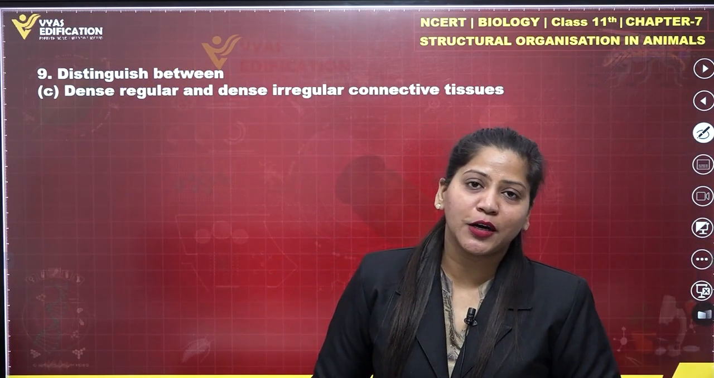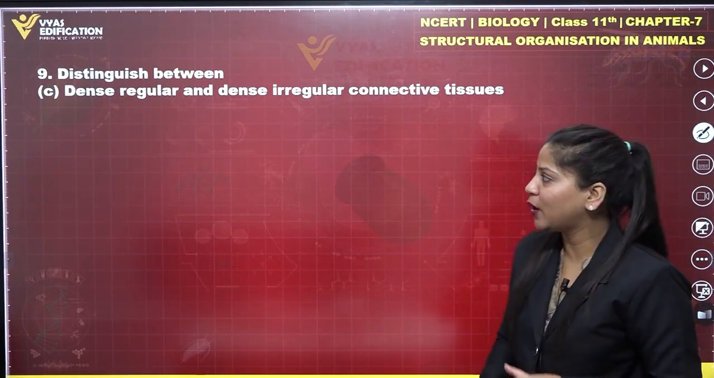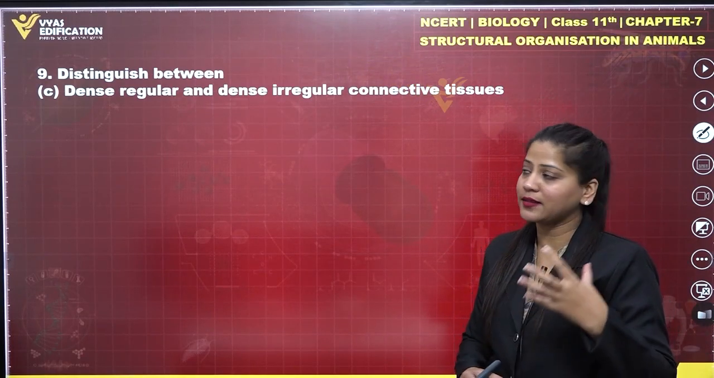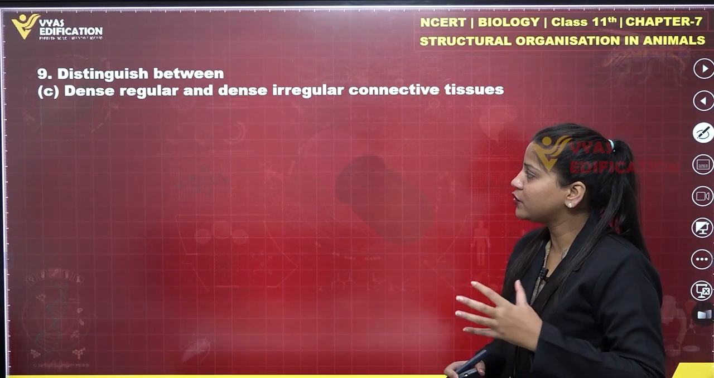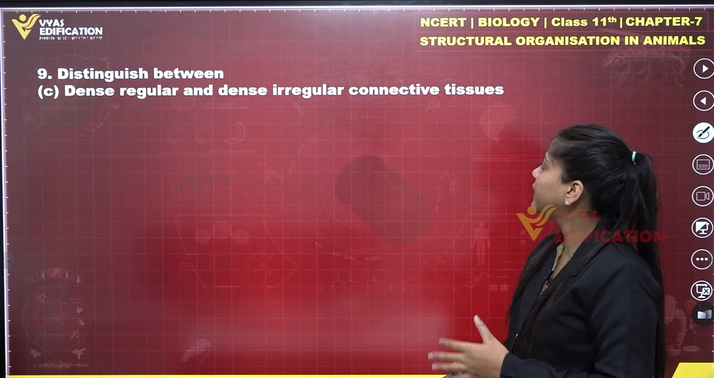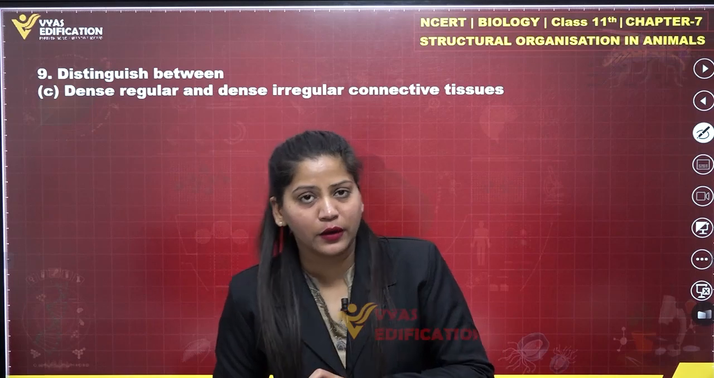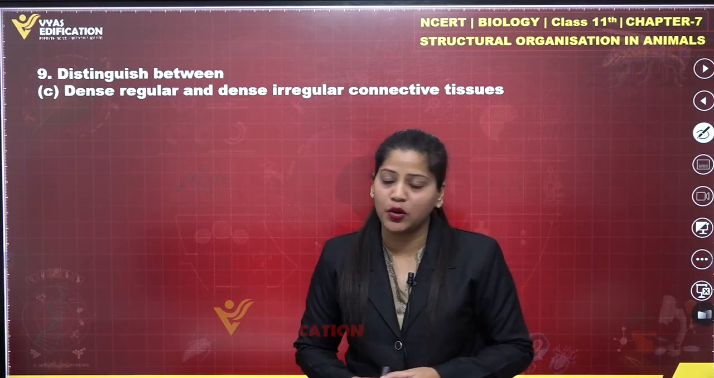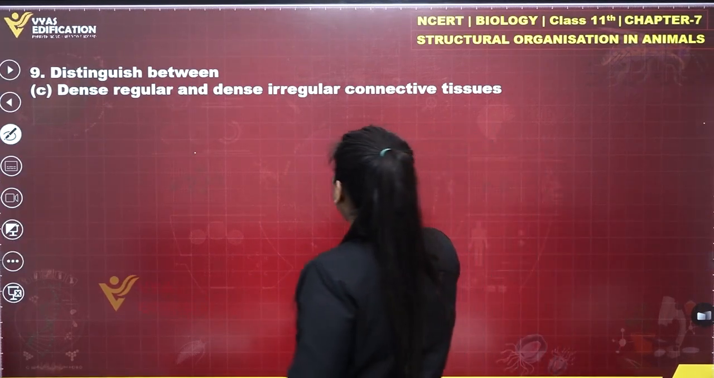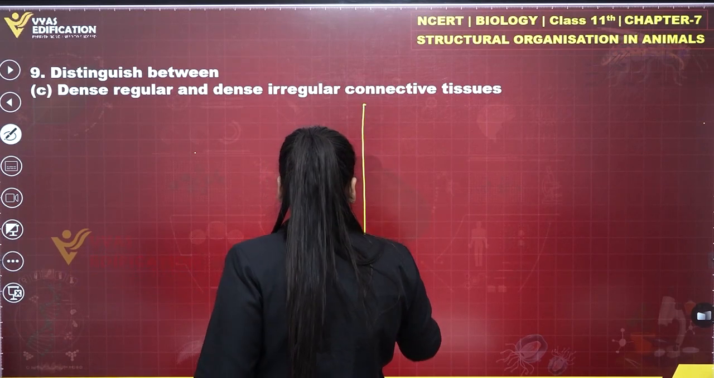Now let's move on to the third part of the same question. The third part of question number 9 is asking to distinguish between dense regular and dense irregular connective tissue. So we have to distinguish these two tissues, dense regular tissue and dense irregular tissue. Now let's write answer number C of 9.